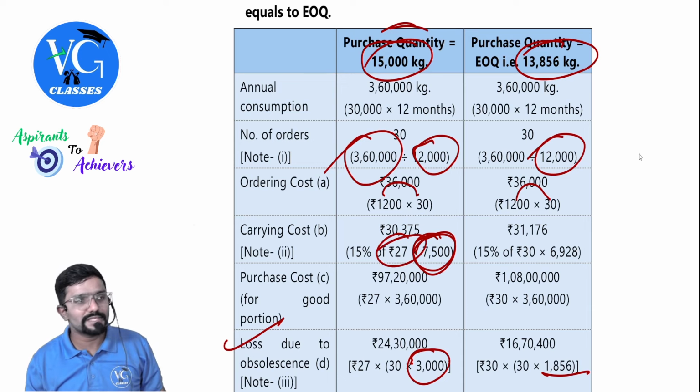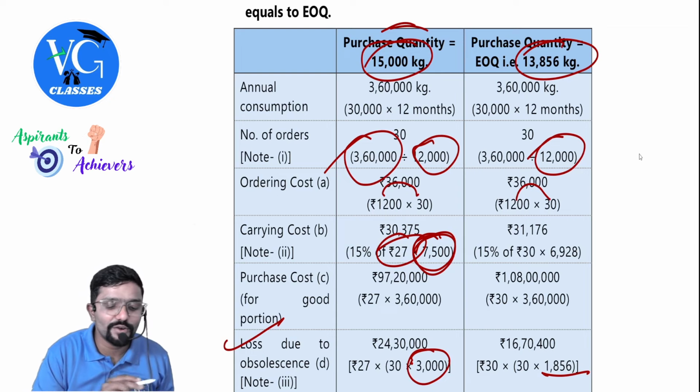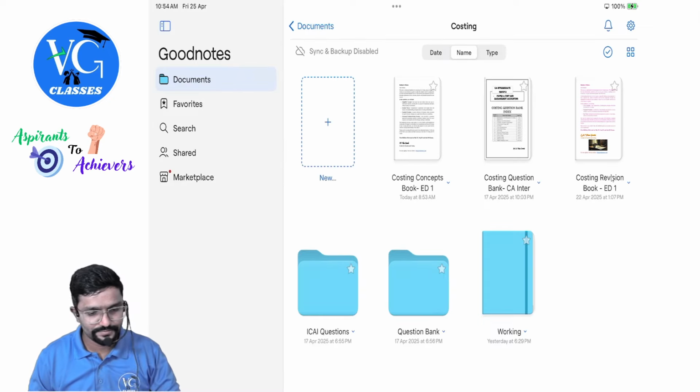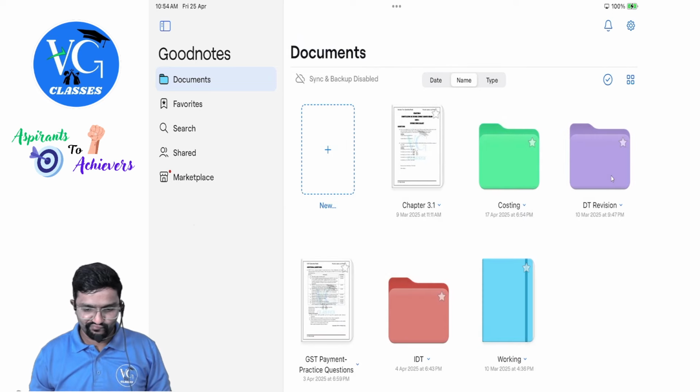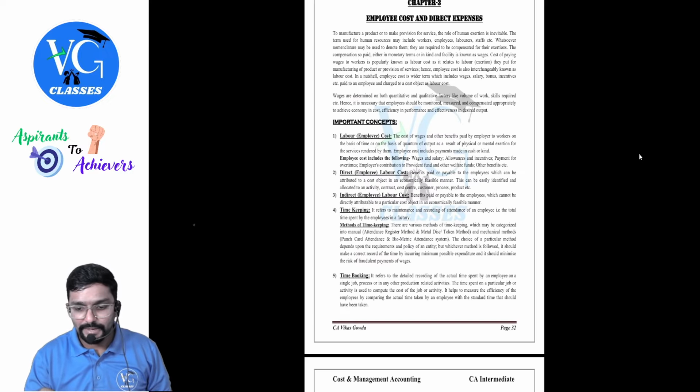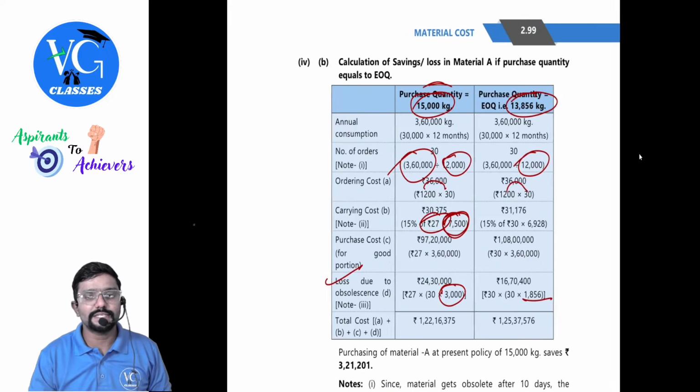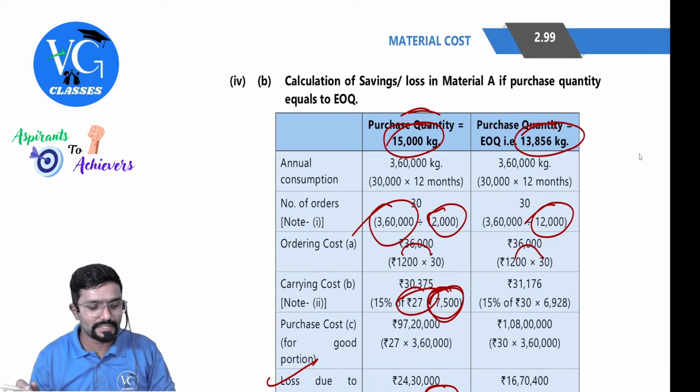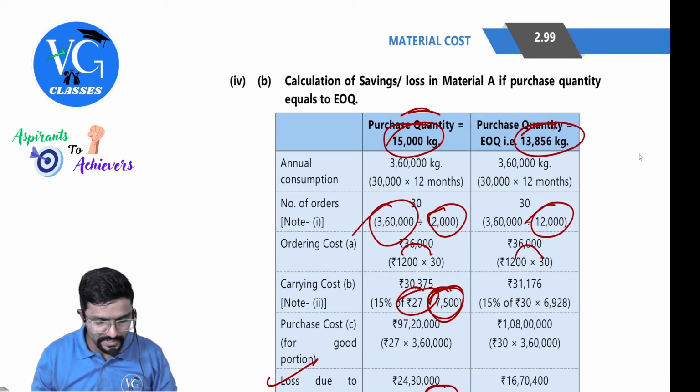Sir, how come 27, sir? They are getting a discount. Just a minute, I will show you.